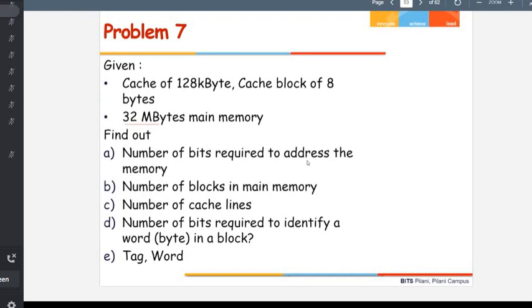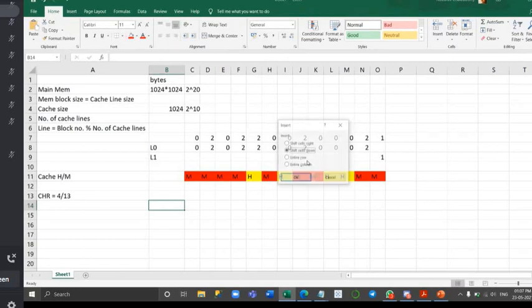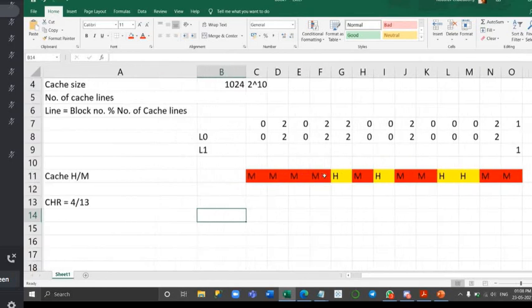So if you try this, do it in Excel this time. Let me know if this is visible to you guys, the Excel.